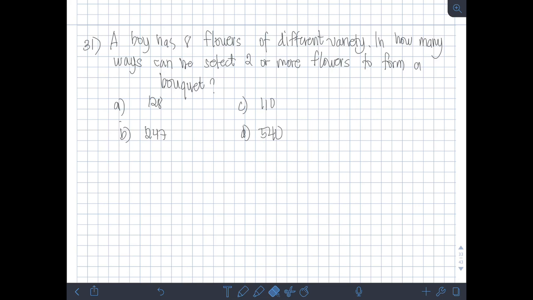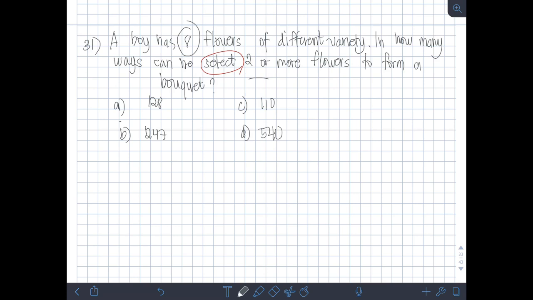Okay? Next we have, a boy has 8 flowers of different variety. In how many ways can he select 2 or more flowers to form a bouquet? Okay. So, combination ulit tayo kasi may keyword tayo na select. So, pipili daw siya ng 2 or more flowers from a bouquet na binubuo ng 8 flowers. Therefore, pipili tayo ng 2, 3, 4, 5, 6, 7, tsaka 8 doon sa bouquet kasi 2 or more eh, or at least 2.